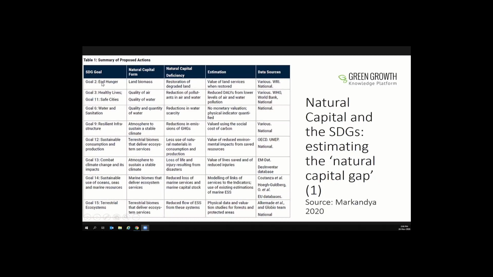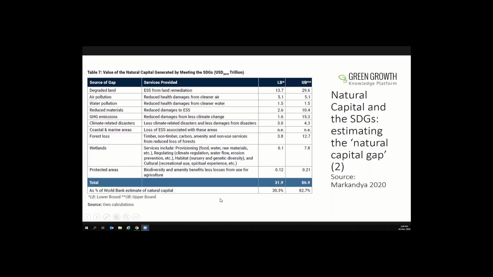And you can see that Anil has gone through a number of Sustainable Development Goals. He's considered the various forms of natural capital that you would need in order to reach these goals, and the measures that you would need to take, or the issues that you would need to address, in order to increase the stock of natural capital such that it was able to reach the Sustainable Development Goals. And then he's provided a valuation of that gap. And if we look at this, this is the amount of natural capital that you would need to generate in order to meet the Sustainable Development Goals.